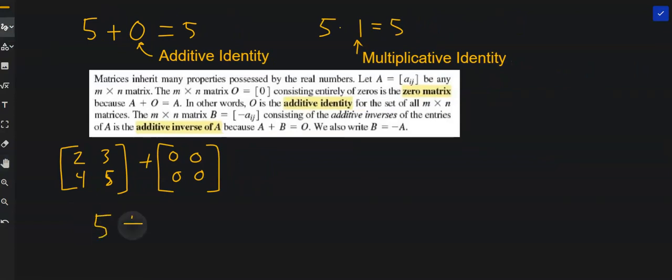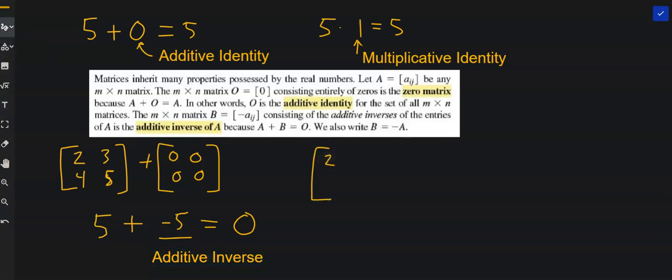What number would you add to 5 to get 0? You would add -5. This is called the additive inverse. Additive inverse. Do you think that there's the same idea with matrices? So if you had 2, 3, 4, 5, what do you think the additive inverse would be so that you would come up with the zero matrix?